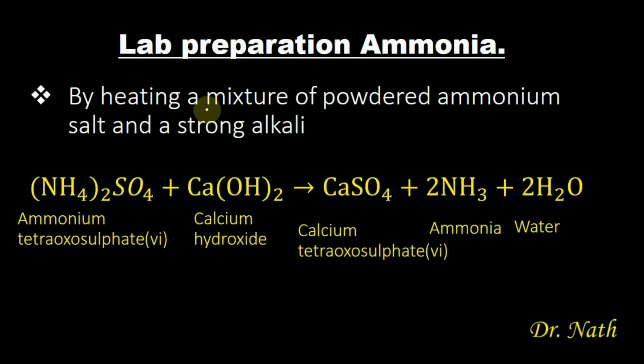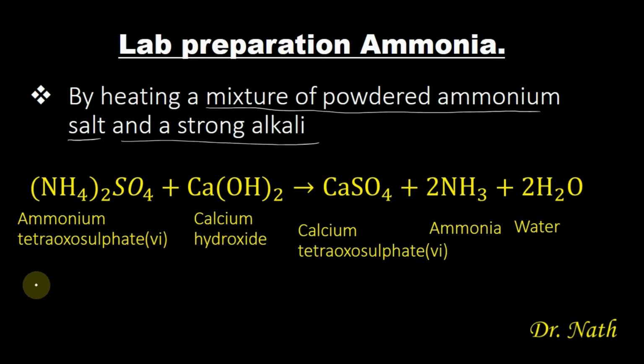So in the laboratory, ammonia is generally prepared by heating a mixture of powdered ammonium salt and a strong alkali. The ammonium salt is usually ammonium chloride, but another ammonium salt that we can also use is ammonium tetraoxosulfate 6. So a mixture of powdered ammonium tetraoxosulfate 6 and calcium hydroxide, which is a strong alkali, when they are heated, calcium tetraoxosulfate 6 will be formed, ammonia will be formed, which is a compound of interest, and water.